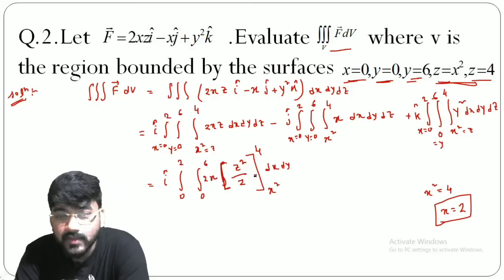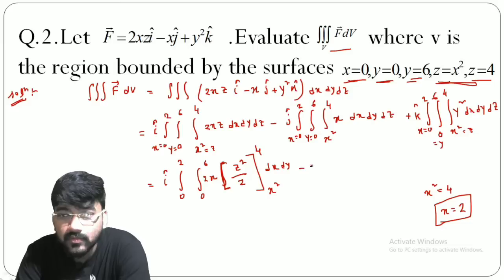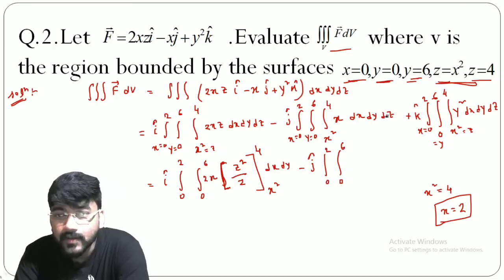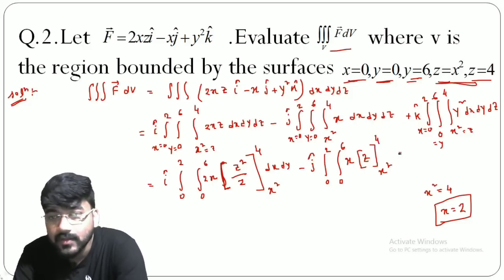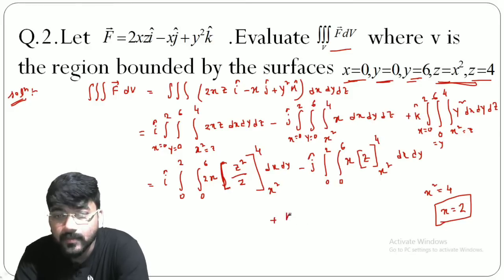In this way you have to do the triple integration as I have done earlier. Similarly for minus j cap, x is from 0 to 2, y is from 0 to 6, and then dz. So x is as it is, the integration of dz is z, and you put the limit of z from x square to 4, with dx dy as it is.